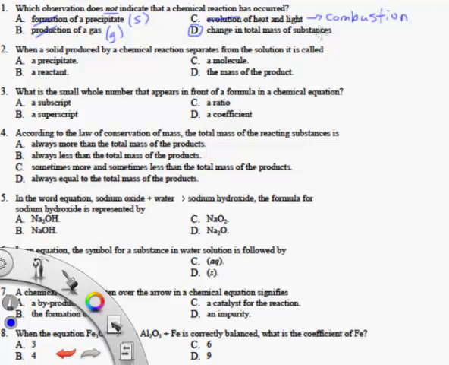Change in total mass of substances, that is not an indicator that a chemical reaction has occurred. The total mass of your substances will remain the same. Reactants will equal products because of the law of conservation of mass. Moving on. Number 2. When the solid produced by a chemical reaction separates from the solution, that is going to be called your precipitate.